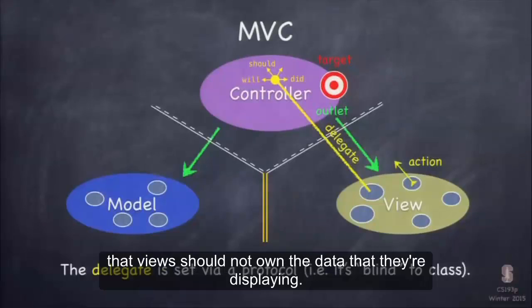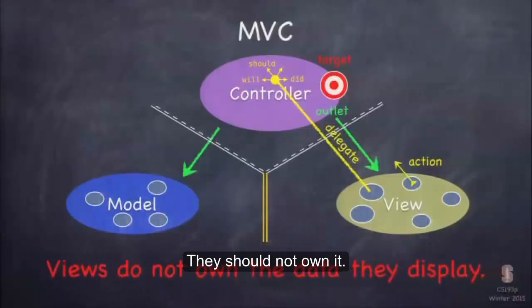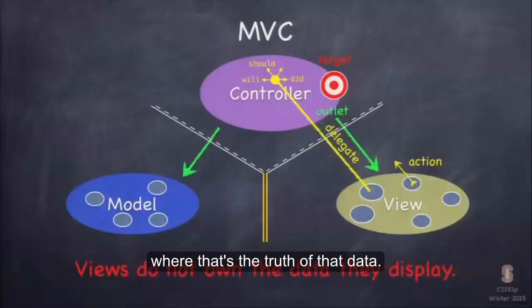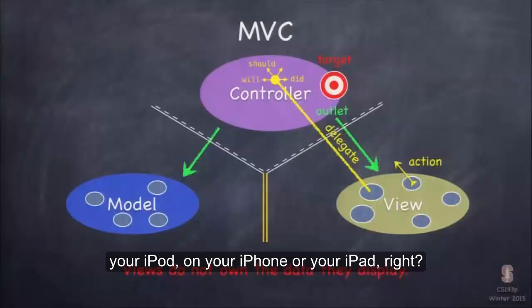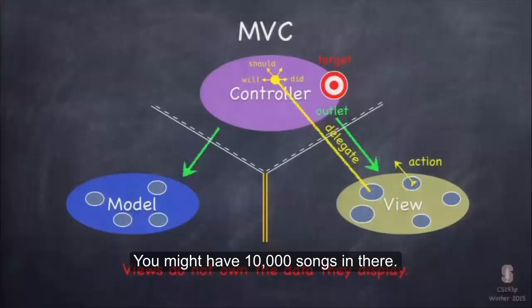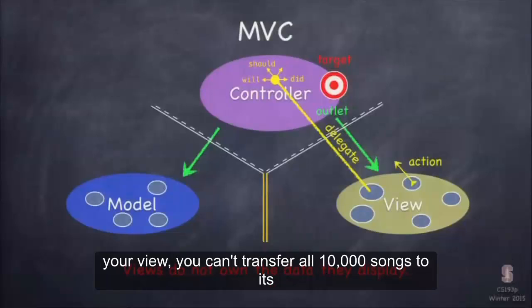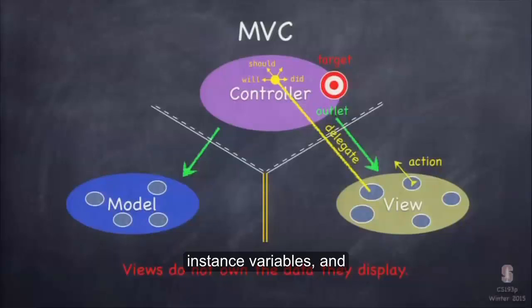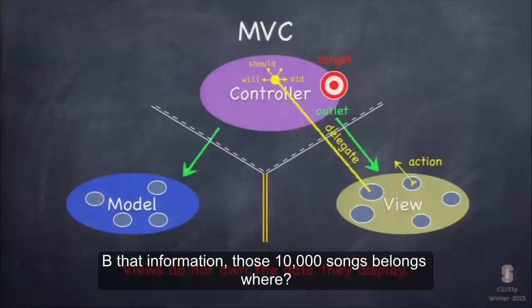Also, another important thing is that views should not own the data that they're displaying. They should not own it. In other words, it shouldn't be a property inside of them where that's the truth of that data. The easiest example for this is all the songs in your iPod, on your iPhone or your iPad, right? You might have 10,000 songs in there. So if you have some kind of generic list view in your view, you can't transfer all 10,000 songs to its instance variables and expect it to hold 10,000 songs so it can list through it. A, that would be inefficient.